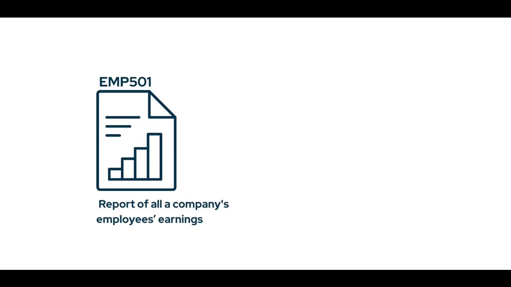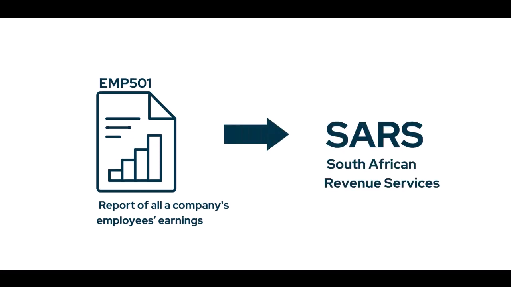Before we begin doing the submission, if there's anyone out there watching who has never done an EMP501 submission, let's first understand why, how, and when these submissions take place. What is a reconciliation? An EMP501 reconciliation is a report of all a company's employees' earnings, which must be submitted to SARS. Employers are required to perform a biannual reconciliation of the payroll taxes, pay as you earn, SDL, and UIF, declared monthly on the employer declaration report, known as your EMP201.